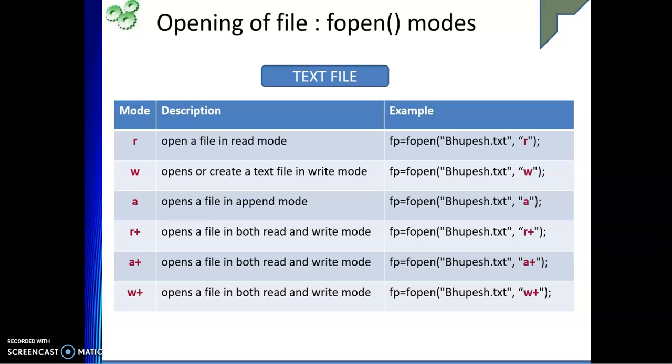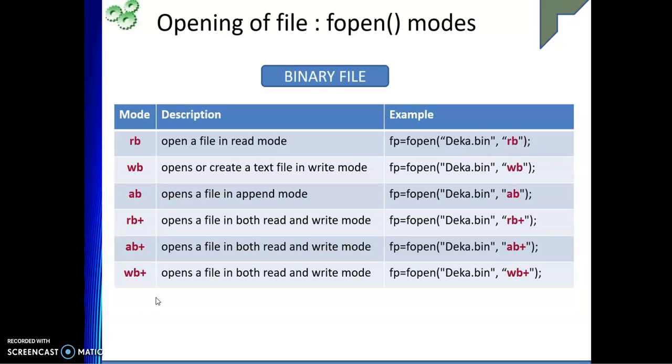Not only that, you have to understand here the modes are r, w, a, r plus, a plus, w plus for a text file. R means read, W means you have to create it, and A means we need to open it for appending. If you write plus, it means we can do both. In a binary file, you have to mention b: rb for opening, wb for creating, ab for appending, ab plus.